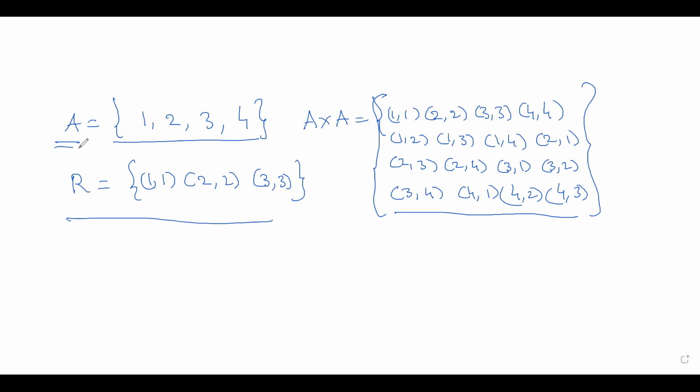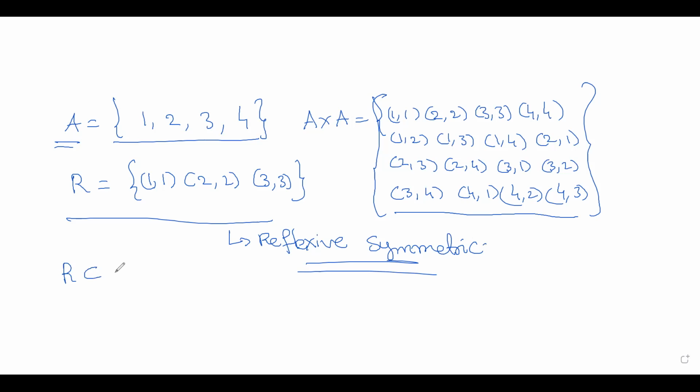And now this is reflexive as well as symmetric. This will satisfy the condition. No issues about this. My choice of the relation is just a subset of A cross A. R is a subset of A cross A. I can pick any number of elements I like. I need not worry about taking all the elements. Got the point, right? That's most important.